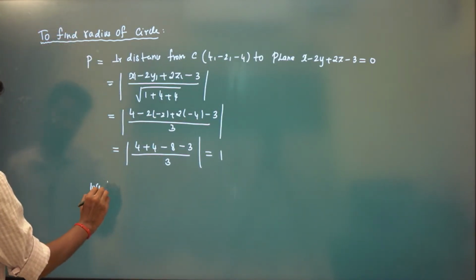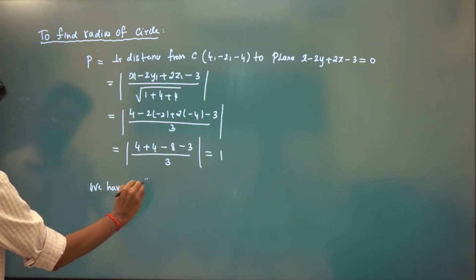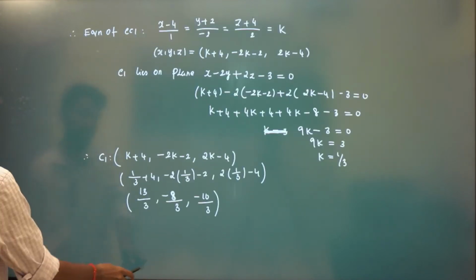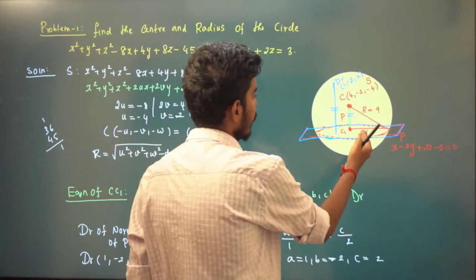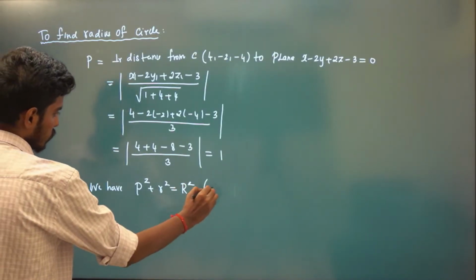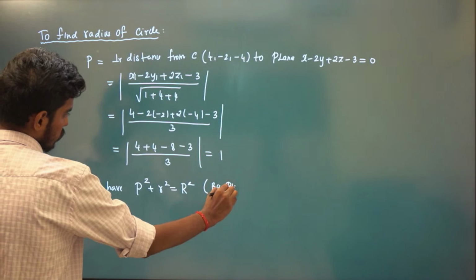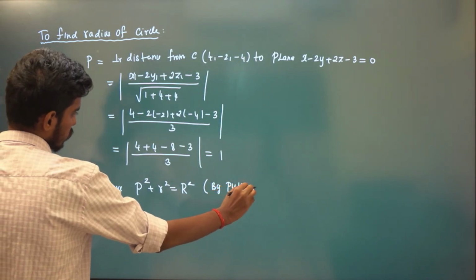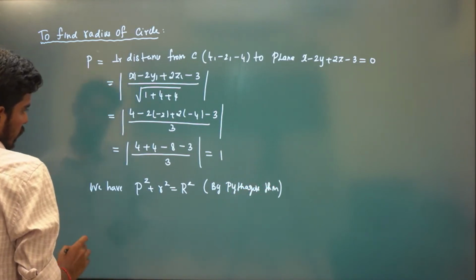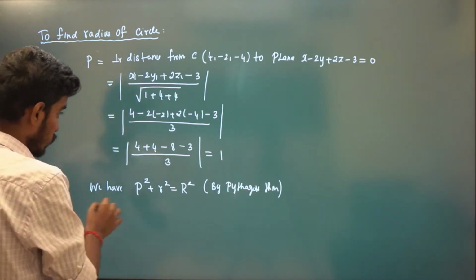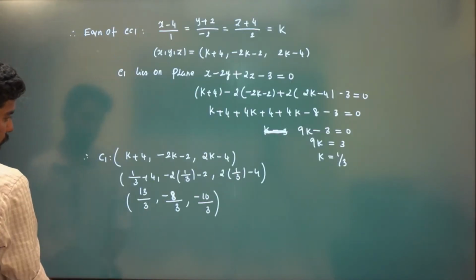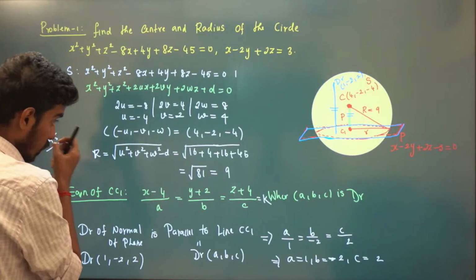So we have P square plus r square is capital R square, right? The Pythagoras theorem. P square plus r square is capital R square by Pythagoras theorem. I think we are not getting the answer. So we have P to be equal to 1, r is a radius. And what about capital R square? Capital R is a radius, which is 9.